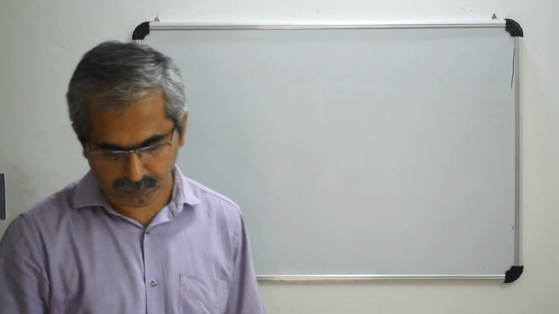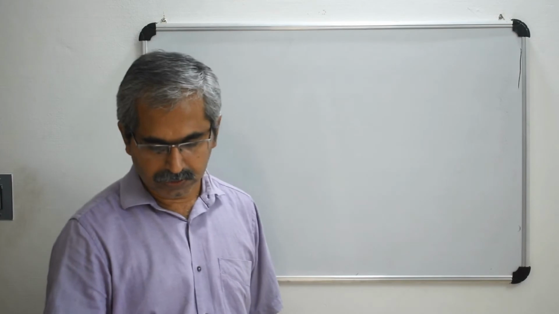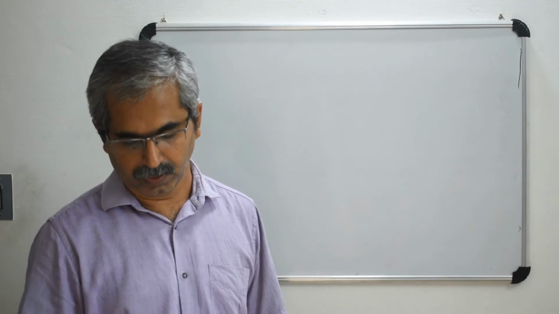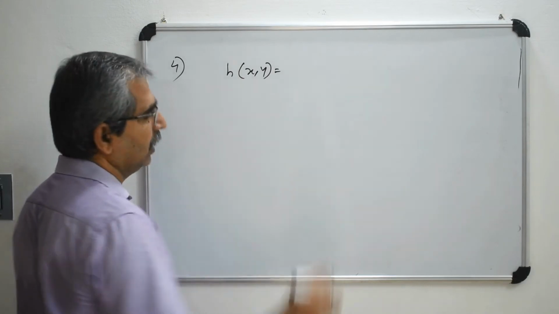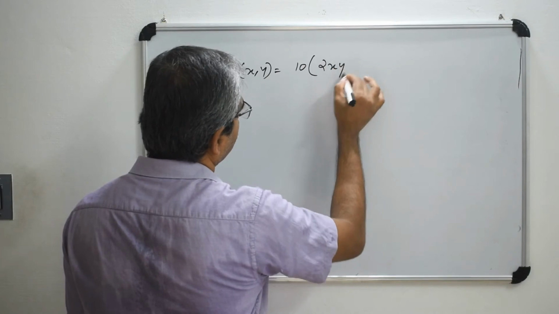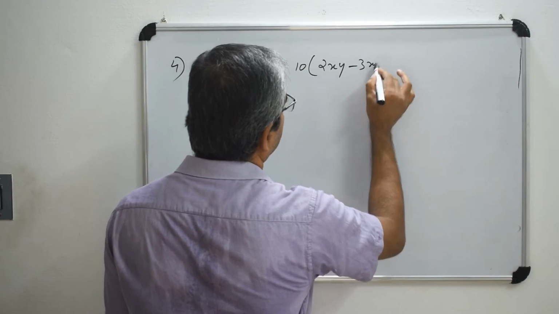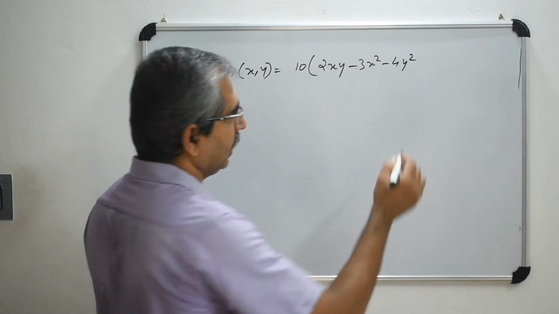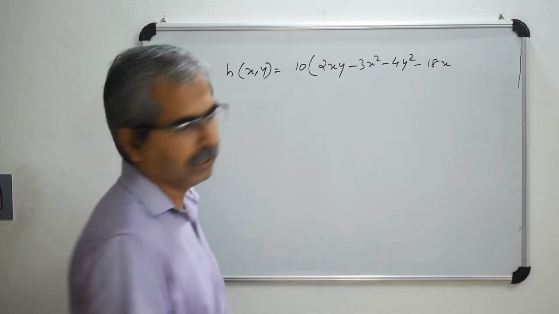Now we will go to the fourth question. The question is, the height of a certain hill is given by h(x, y) is equal to 10 into 2xy minus 3x square minus 4y square minus 18x plus 28y plus 12.